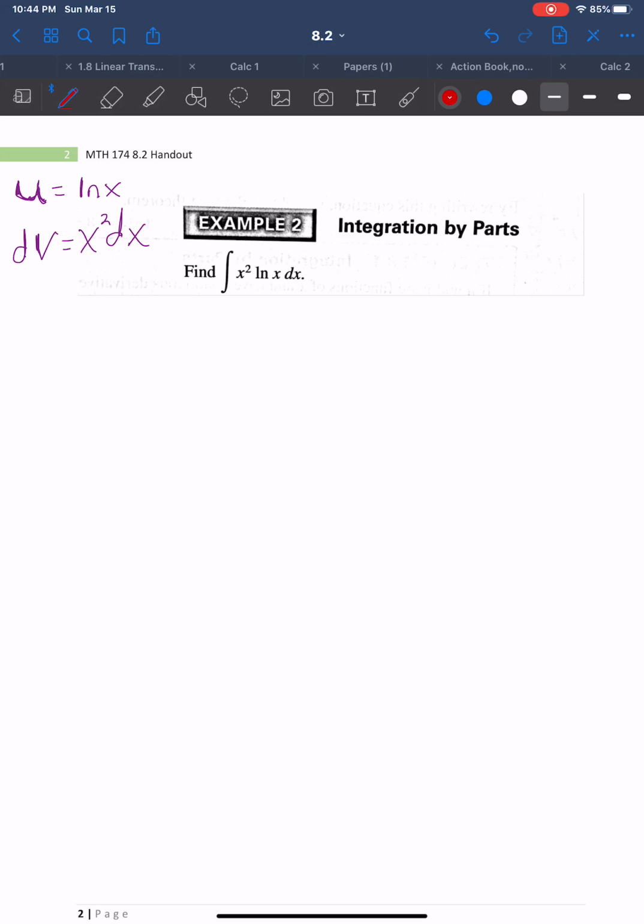But what comes now is a consequence of how you defined u and dv. So du, well, if you take the derivative of ln x with respect to x, you know that to be 1 over x dx. And here's the part, really the only part where you have to roll up your sleeves, when you're trying to figure out v. So let me take this guy, bring him off to the side.